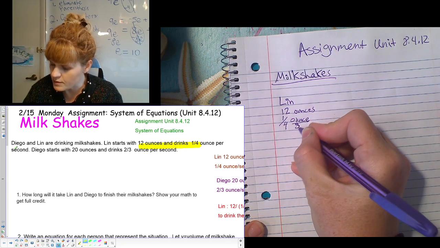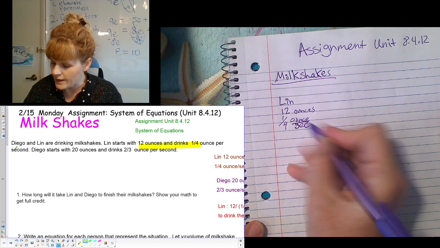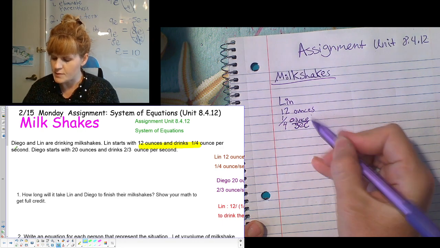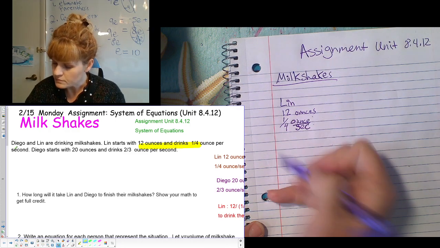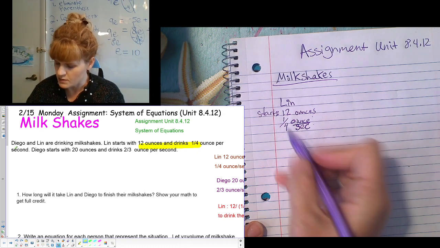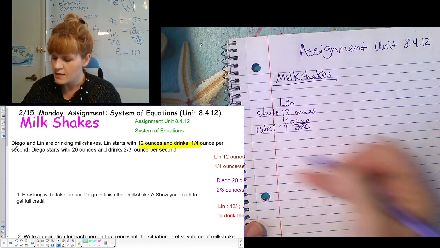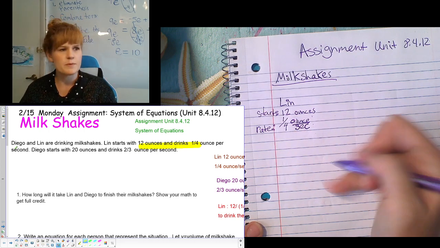You can write your units as ounce per second by putting a line to make it like a fraction. That's ounce per second. I'm going to label this just a little more. So starting 12 ounces, and then the drinking rate is 1/4 ounce per second.